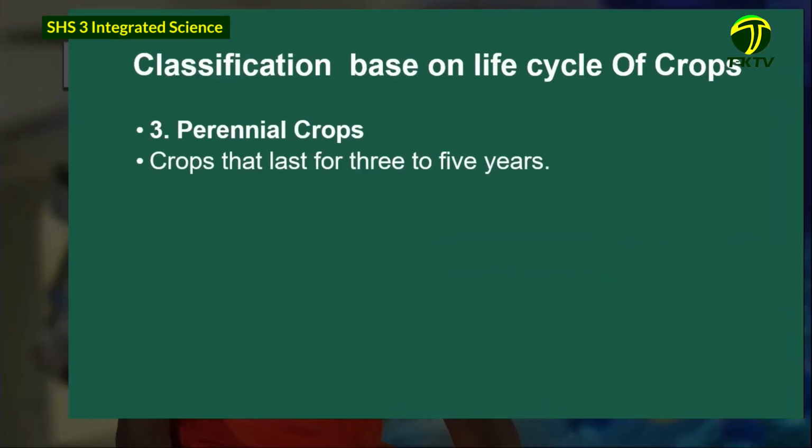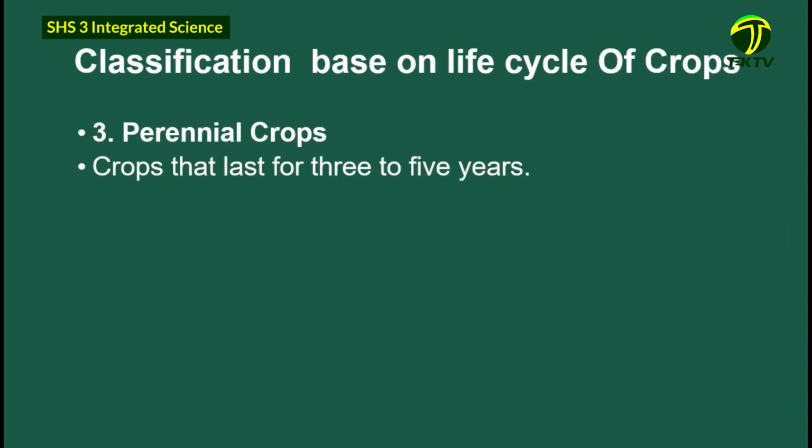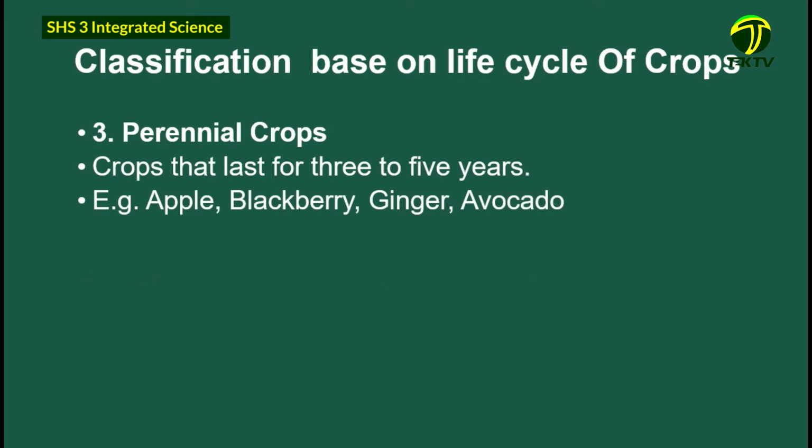Then we have those that we classify as perennial crops. They are crops that grow and last for 3 to 5 years. Here I would like to pause and ask for some common examples. I know you are likely to have come up with examples like ginger, avocado, blackberry, which is not common in our parts, and then apple. But at least ginger is a very common example for us.